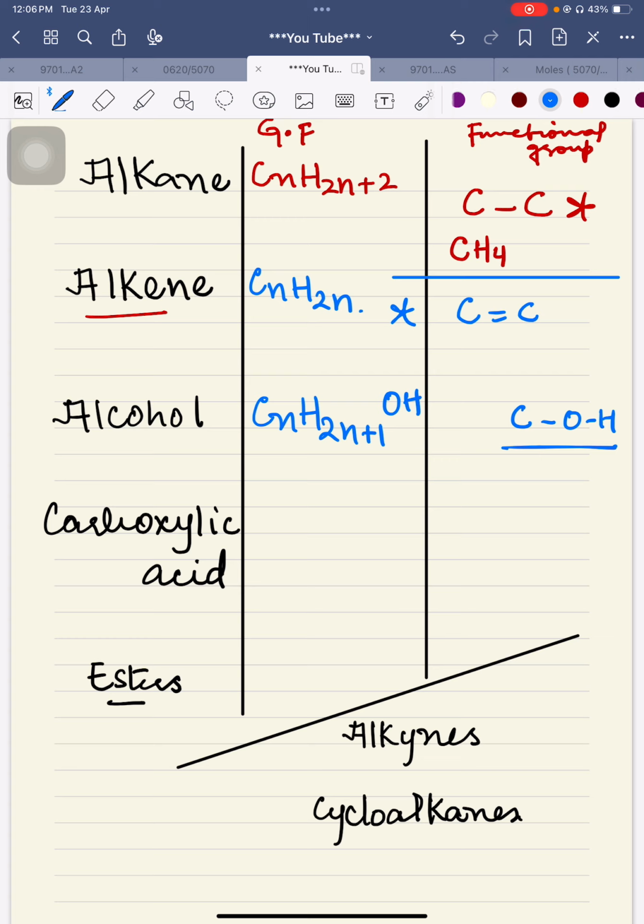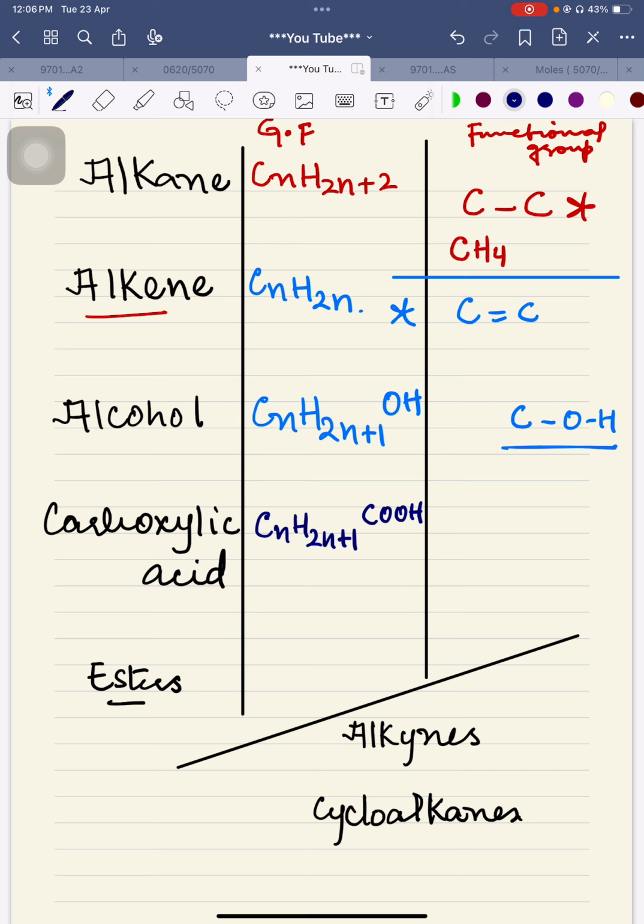Okay, now I am just changing the color. Okay, moving to blue. Now what is the carboxylic acid general formula? It is CnH2n+1COOH. They all have COOH. Where have we studied that? Yes, guys, we have discussed that COOH in the acids topic.